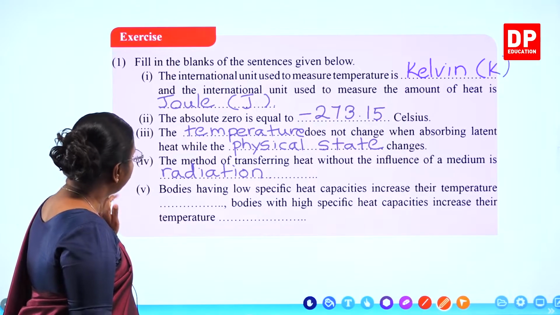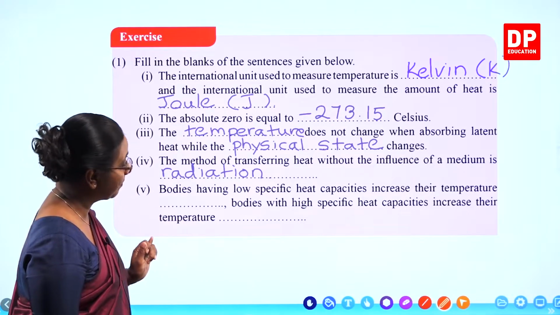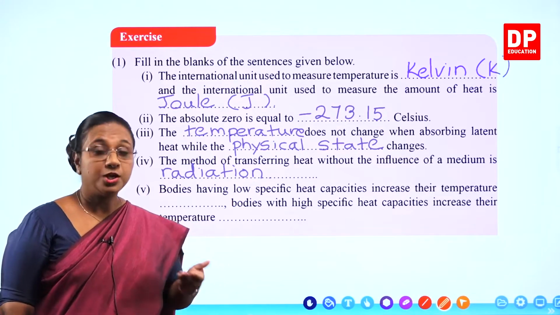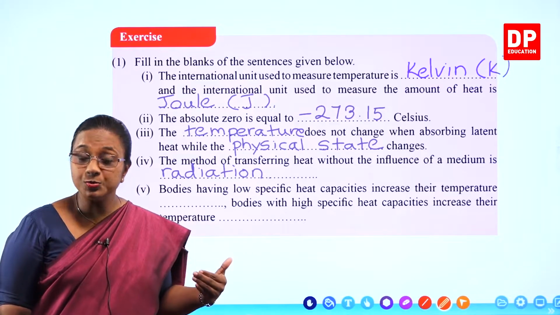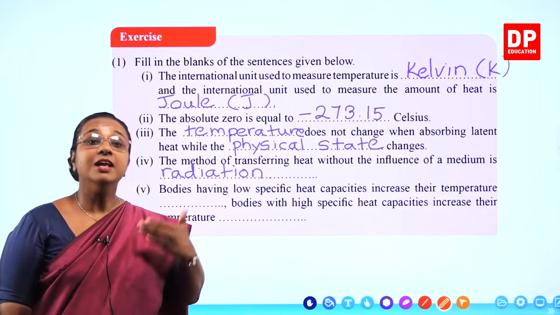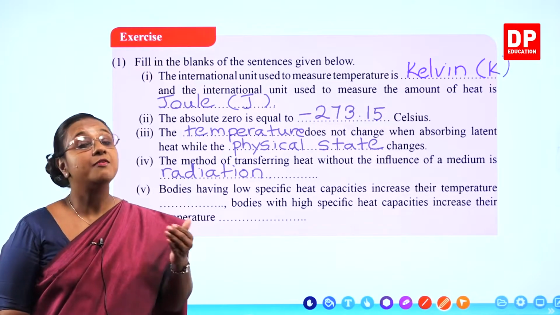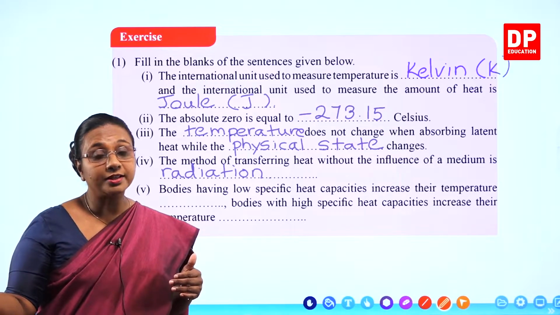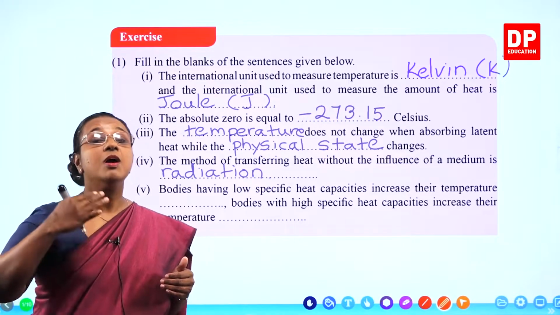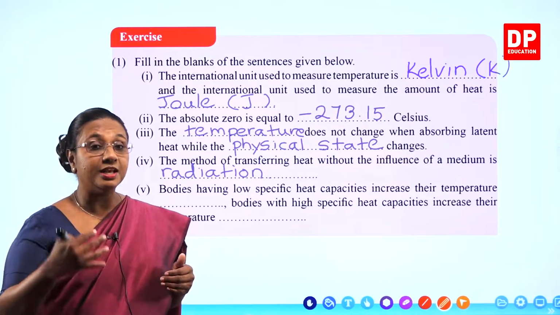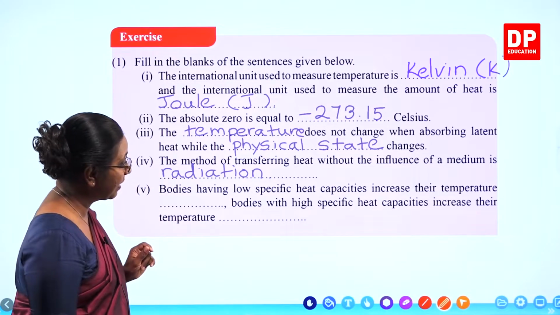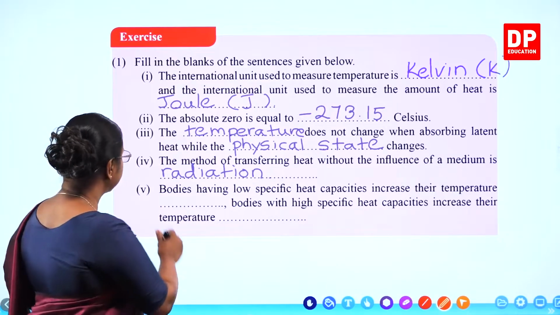Then the fifth one, bodies having low specific heat capacities increase their temperature how? Quickly. You all know normally metals have low specific heat capacity. So they can absorb heat quickly, easily, and the temperature increase is faster. Whereas say things like water, it has a very high specific heat capacity. So it takes a longer time, or you need to supply more heat for the temperature to rise. So bodies having low specific heat capacities increase their temperature fast.